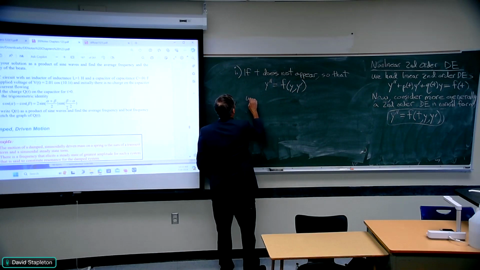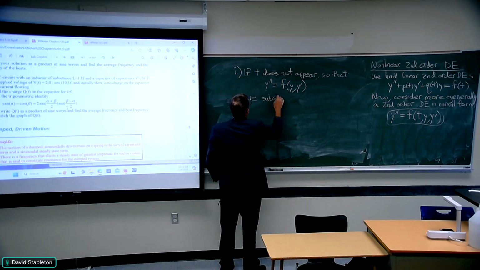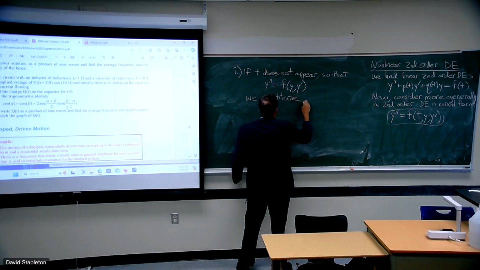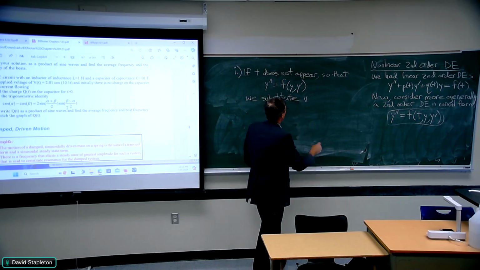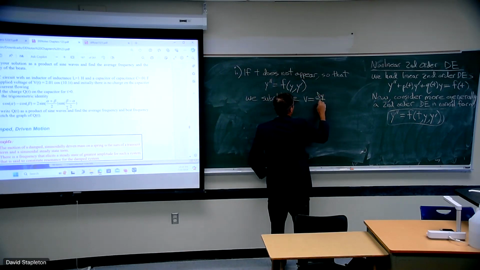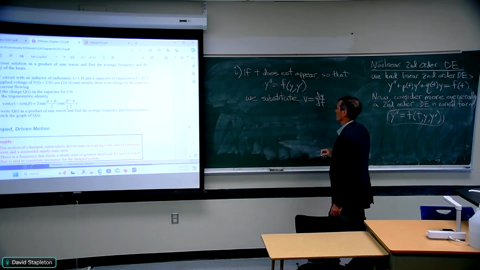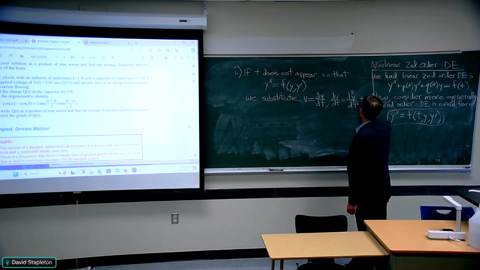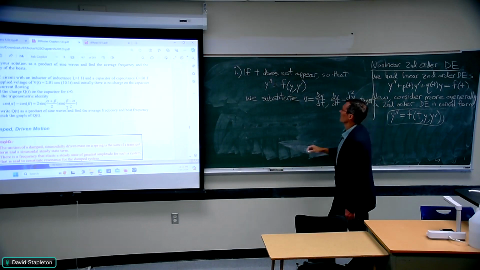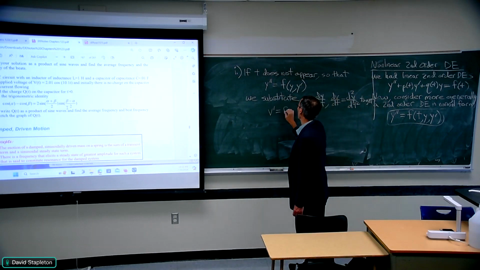We can substitute v. It's nice to think of v as velocity: y is position, v is velocity. So think of v equals dy/dt. But it's really just a substitution. It doesn't matter if y is really position and v is velocity. In which case, dv/dt is the second derivative, the derivative of the derivative. And what we get is a first order equation. It becomes v prime equals f.